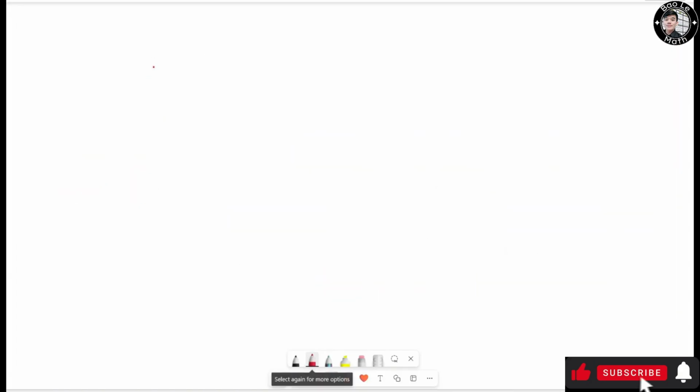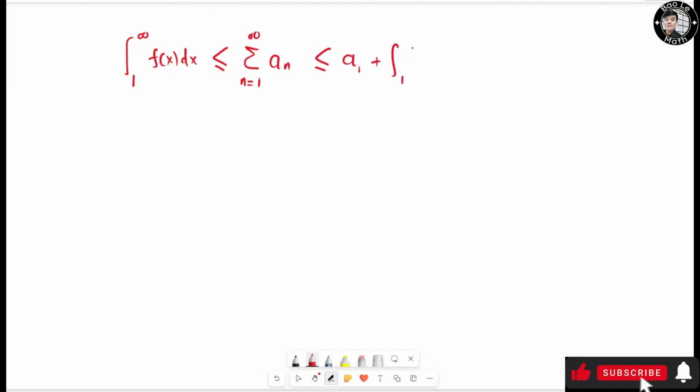Now remember that the upper bound and lower bound of the series is given by the integral from 1 to infinity of f of x dx less than or equal to the series a sub n when n goes from 1 to infinity, less than or equal to a sub 1 plus the integral from 1 to infinity of f of x dx.